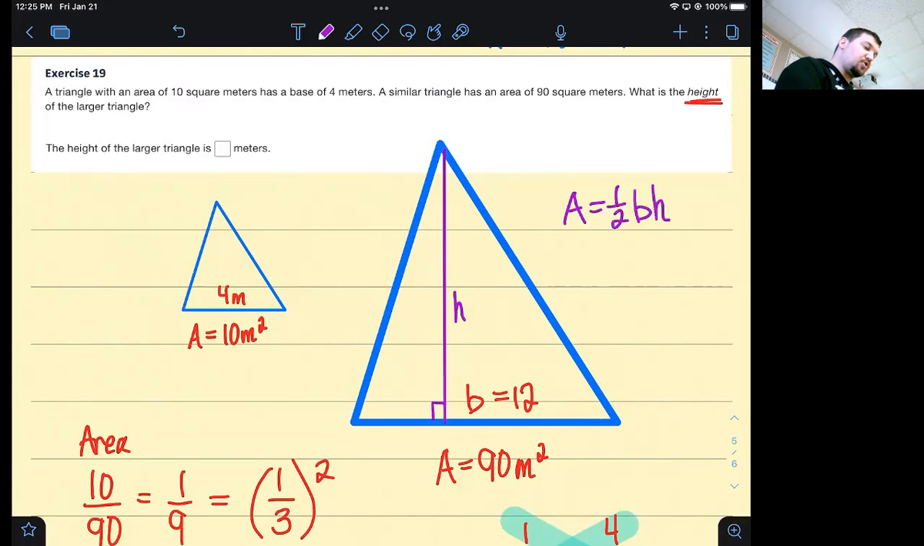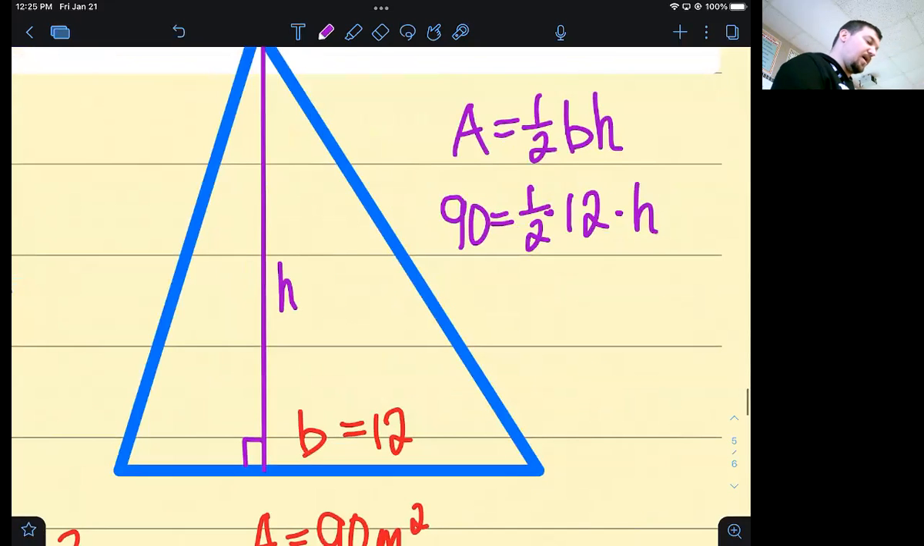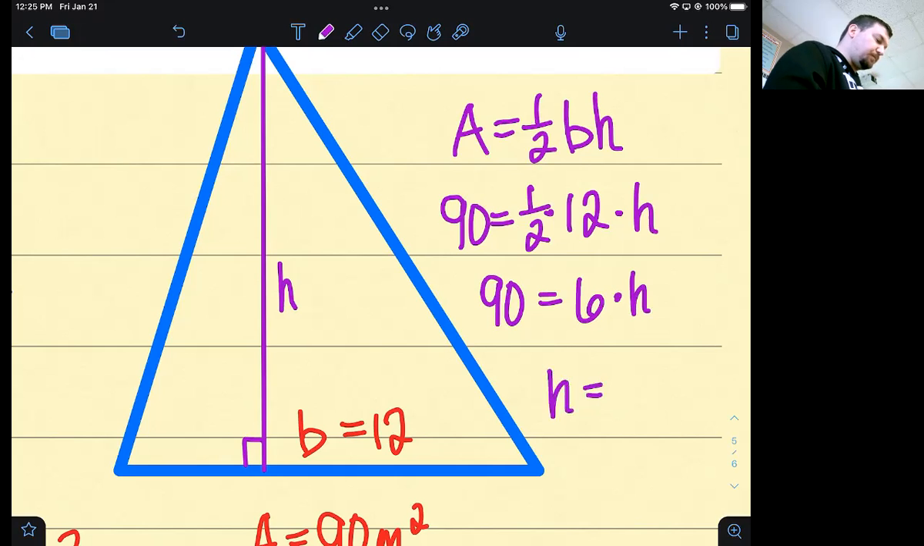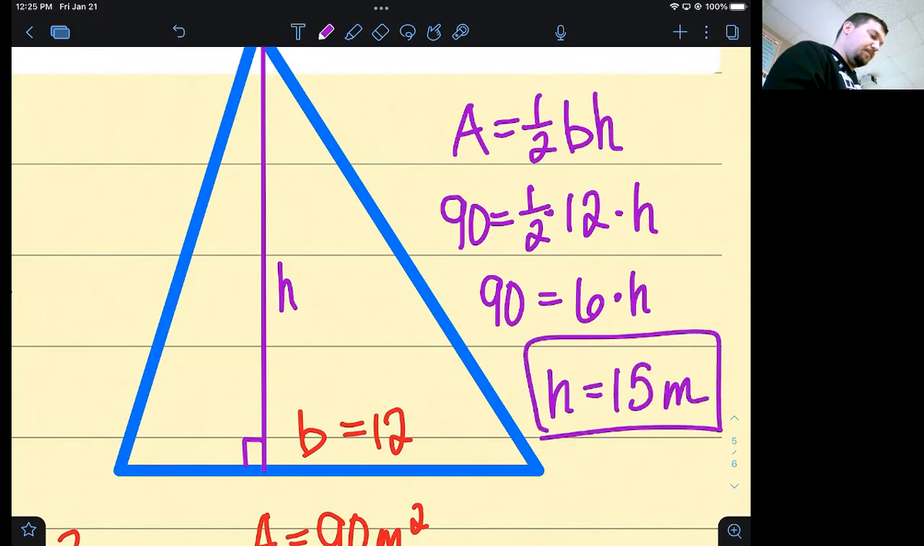So we know the base of this triangle is 12. We know that you're going to times it by half, or as Brady said, divide it by 2. And then the area we already know is 90. And so we can just fill in and find out what H is. Brady, what's half of 12? Okay. And then so Brady, 6 times what would give you 90, or 90 divided by 6 is 15. Okay, so the height is going to be 15 meters.